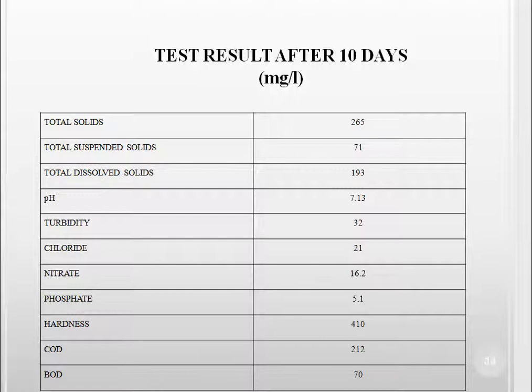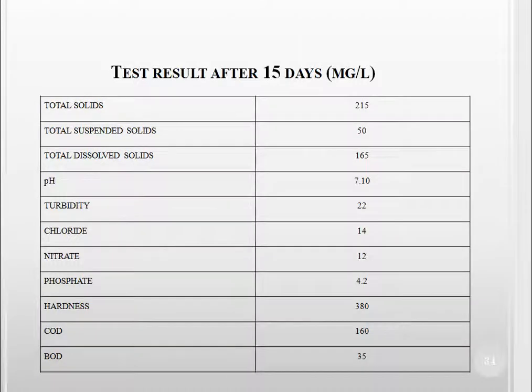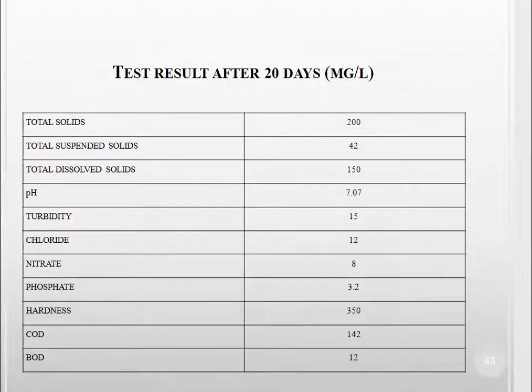Test result after 10 days. In 10 days, the test result improved and the treatment efficiency increased. So the total suspended solids, pH, turbidity, everything was getting reduced. After 15 days also, the variation increased. Test result after 20 days. As the time increases, the treatment efficiency was increasing and the contents present in the sewage water were decreasing.